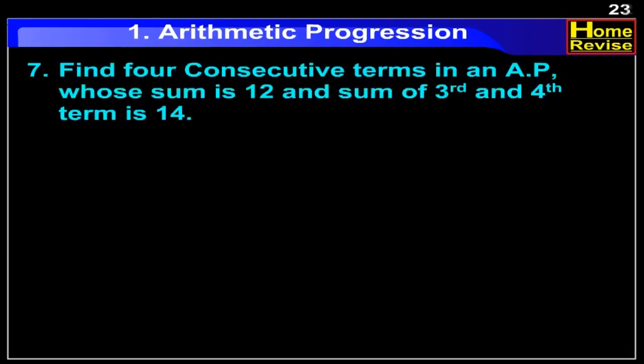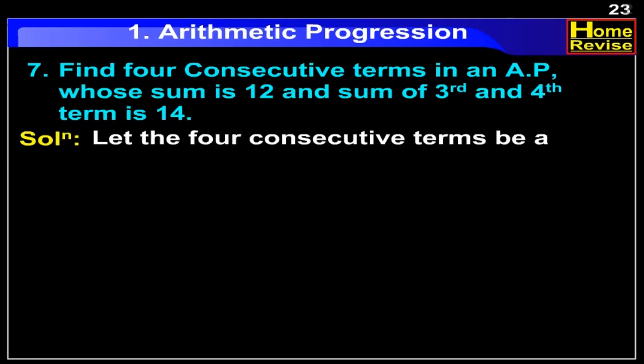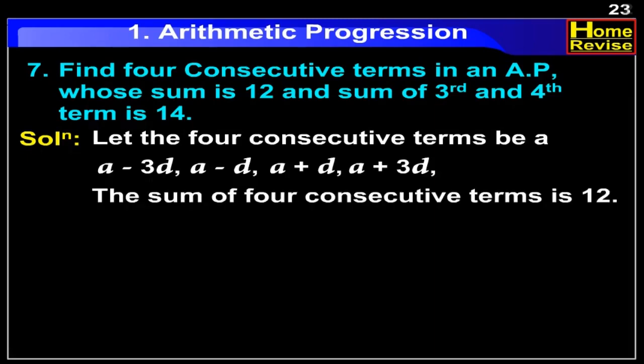Find 4 consecutive terms in an arithmetic progression whose sum is 12 and sum of the third and fourth term is 14. Solution. Let the 4 consecutive terms be a minus 3d, a minus d, a plus d, and a plus 3d. The sum of the 4 consecutive terms is given as 12.